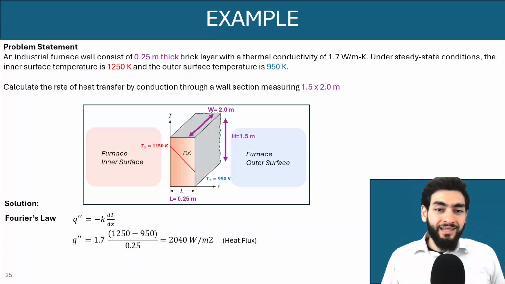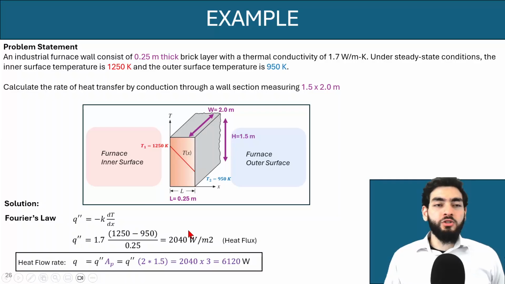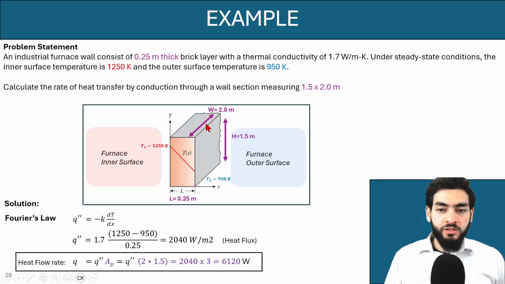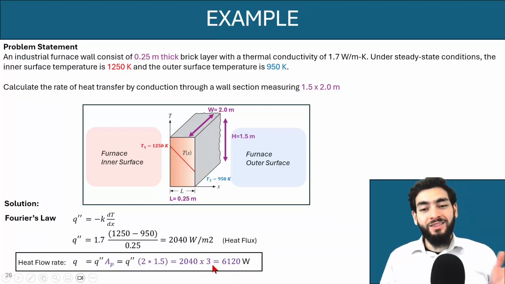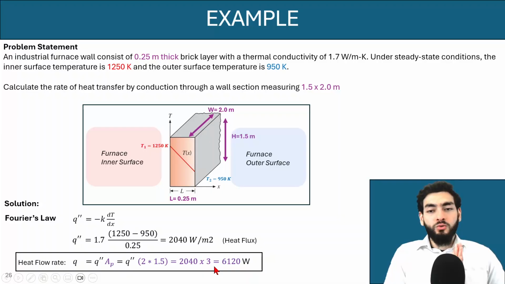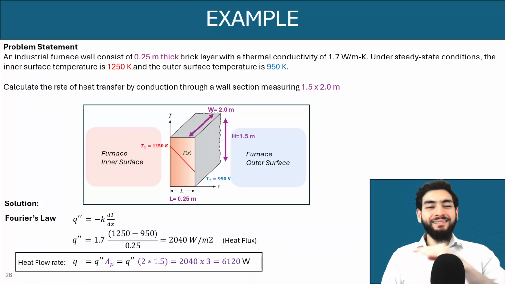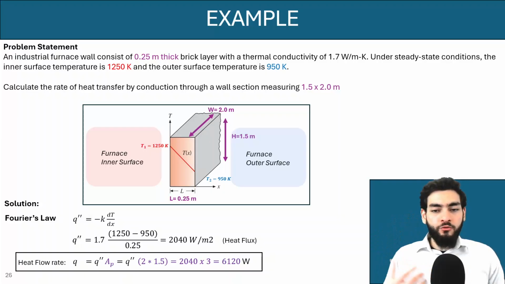Now you want to know what the heat flow is, so you multiply the heat flux by the perpendicular area, which is 1.5 meters of height times 2 meters of width. That means you have 2040 watts per meter squared multiplied by 3 meters squared. And so the total heat that is passing through this section of wall is 6,120 watts. This is how you calculate the heat flow.